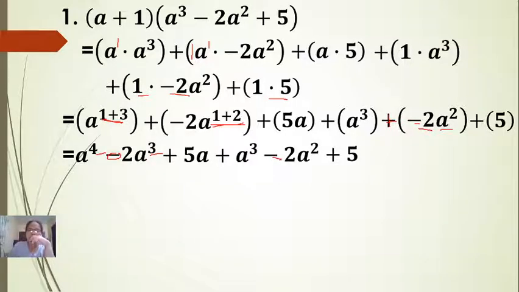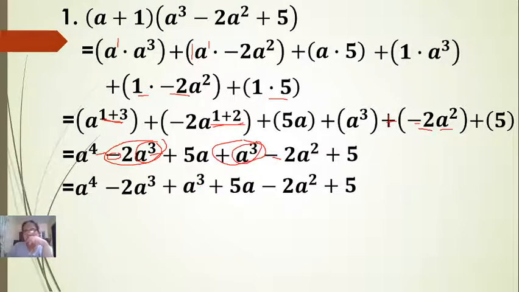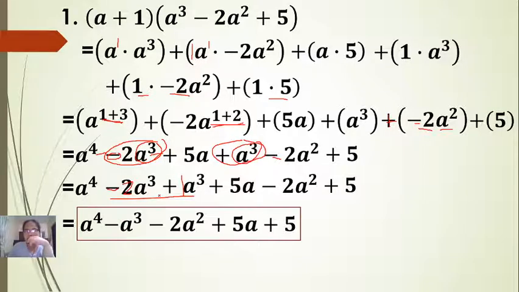Now let's combine similar terms. What terms are similar? Negative 2a cubed and a cubed. Why do we say that they are similar? Because they have the same literal coefficients, same variable, and same exponents. Let's put them side by side so that we can combine them. By applying addition of integers, negative 2 plus 1 will give us negative 1. Since there's a coefficient of a cubed, you simply write negative a cubed in here. There are no more terms that can be combined, so that's the final answer.